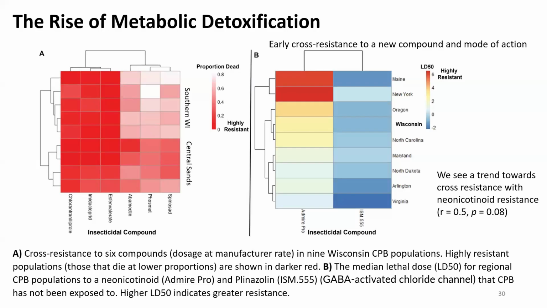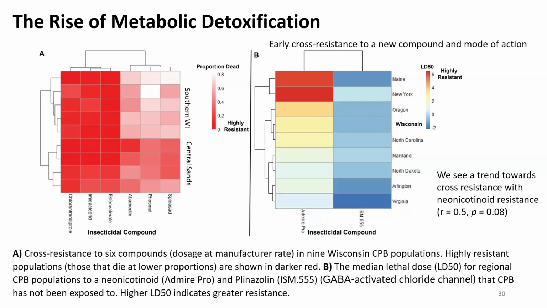And then on the right, this is where it gets a little scary. The left is neonicotinoids, and the blue side is a new compound that's never been used against potato beetle. It's called plinazolin. It's now able to be used in Wisconsin, but it hasn't been used yet. And this analysis just looked at baseline susceptibility across a bunch of populations, including Wisconsin.